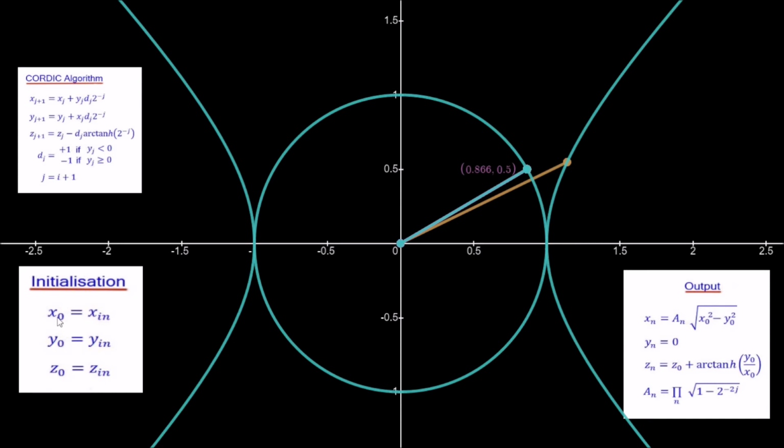And we've got our value for our y0 and x0. So our y0 and our x0 are just the values of our 0.866 and our 0.5. So that's the initialization setup. So what we do is we rotate this point in order to ensure that the value for our y tends towards 0. So we're going to first of all rotate this by our angle.